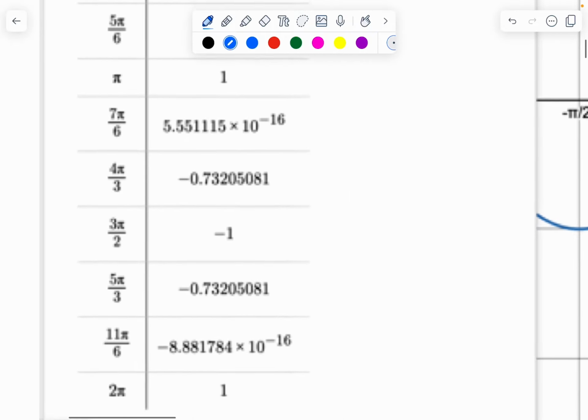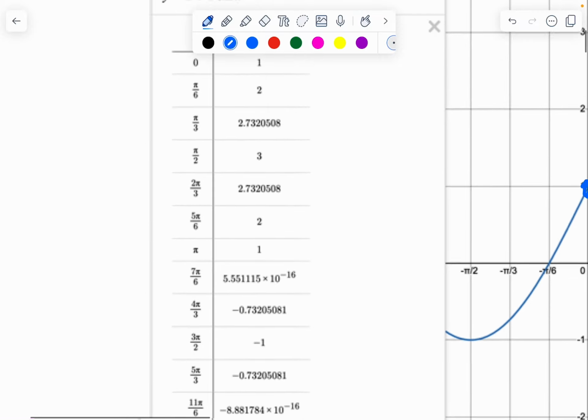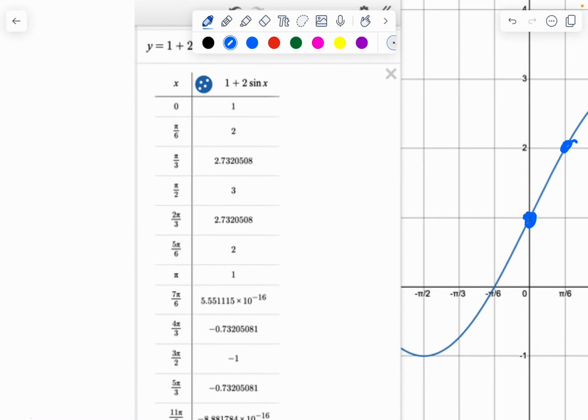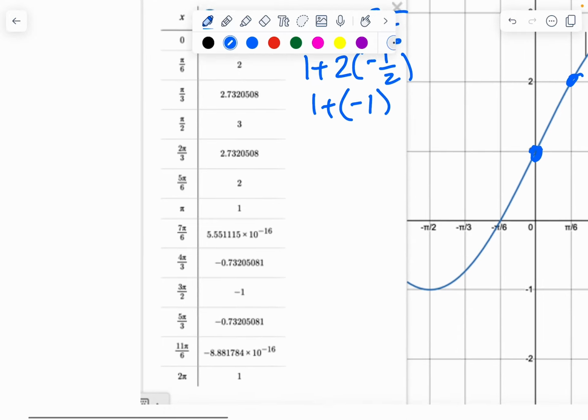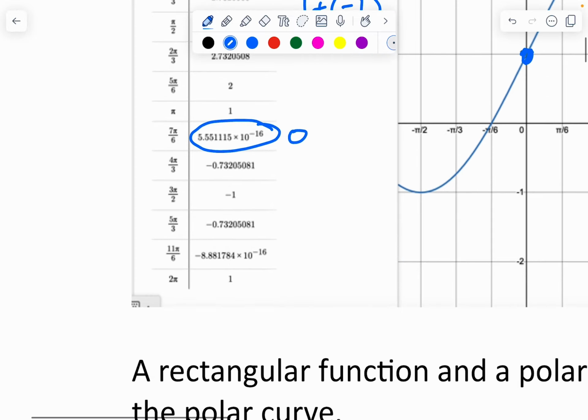Notice on here, it gives us this 5.55, whatever, times 10 to the negative 16. Think about this for a second. This was 7 pi over 6. If I have 1 plus 2 times sine of 7 pi over 6, the sine value is negative 1/2. So I have 1 plus 2 times negative 1/2, which is negative 1. 1 plus negative 1 looks funny, but that's 0. But the calculator got a little confused and didn't know what to do there.